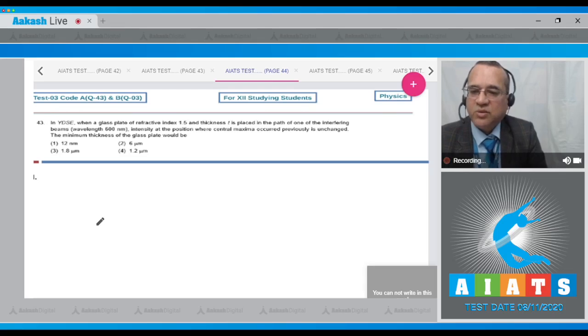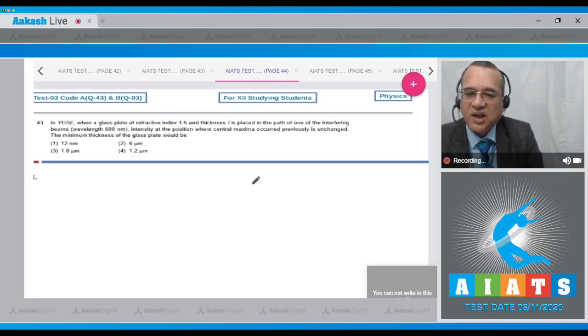Now, students, when we introduce a transparent sheet, what happens? The whole pattern shifts, and you know that if it shifts to the new maxima, then nλ is equal to (μ − 1)t, where t is the thickness and μ the refractive index. For the minimum shift, n should be equal to 1. So λ becomes equal to (μ − 1)t, and t you have to determine.